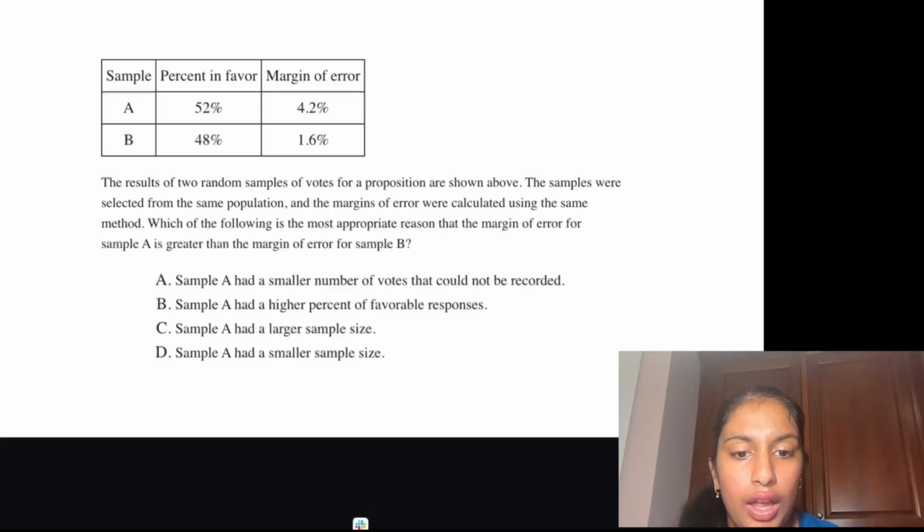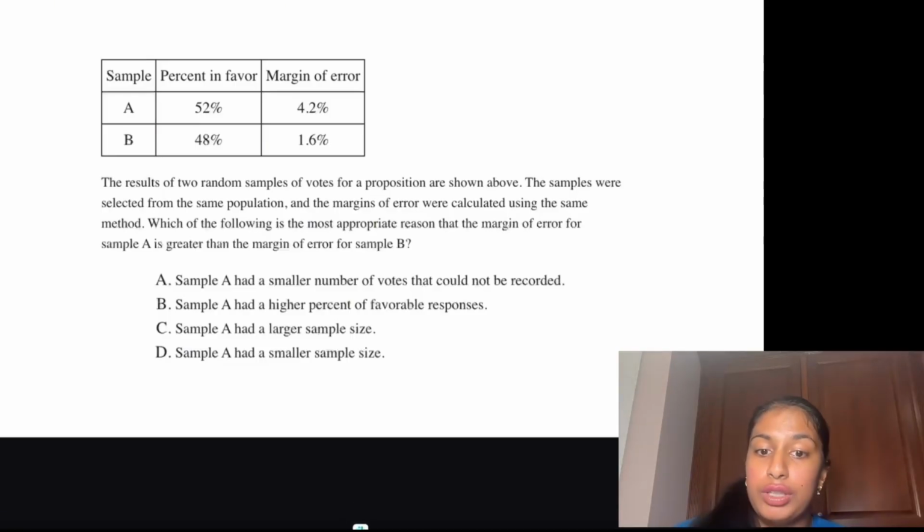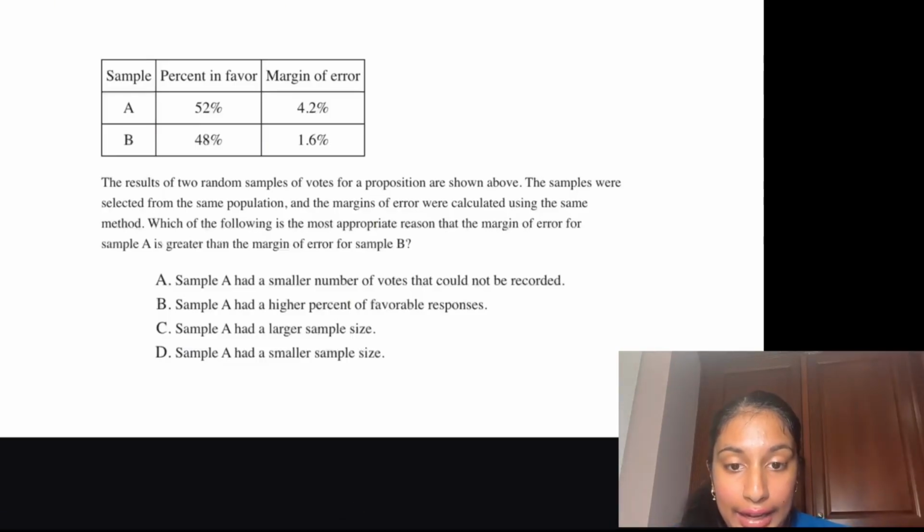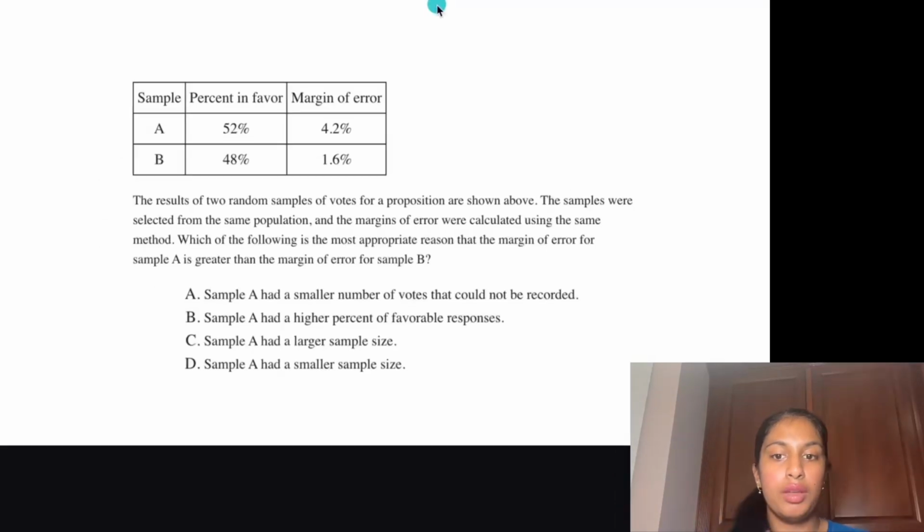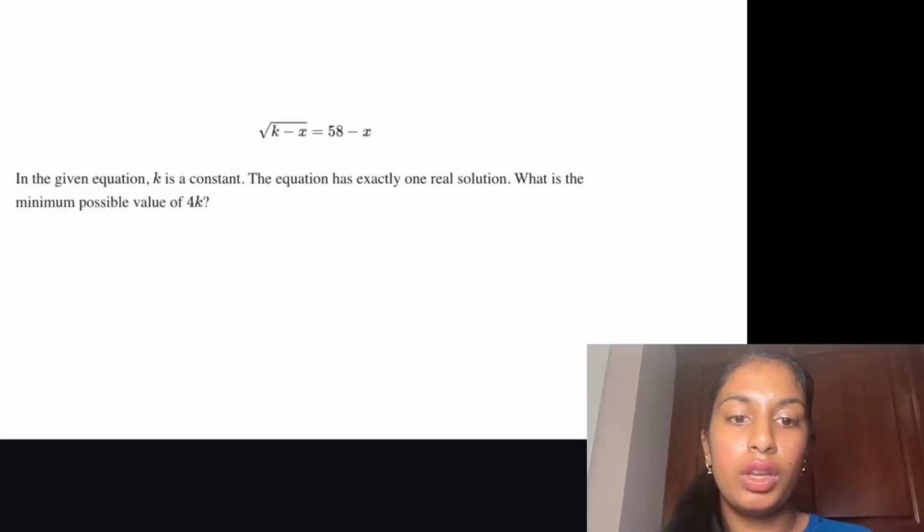Sample A had a larger sample size, and sample A had a smaller sample size. So, if we're saying that sample A had a greater margin of error compared to sample B, it would make sense that A had a smaller sample size, because it may be less representative of the entire population we have there. So that means D is our final answer.